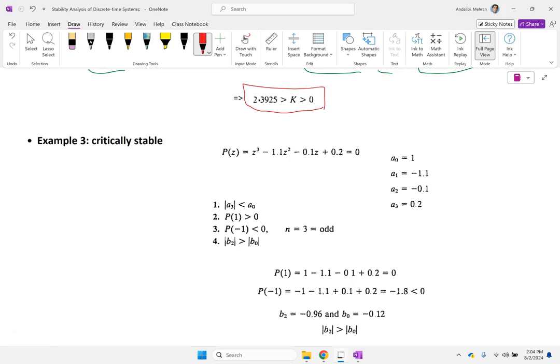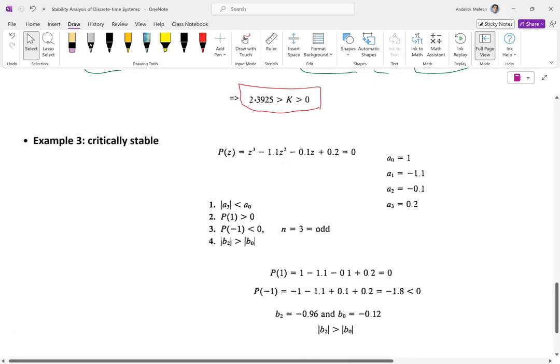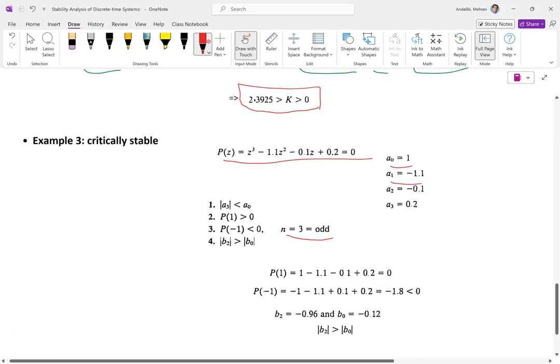How do we know that? So here we have a system of order 3. So n is 3 here, which is odd. And a0 is again 1, positive, a1 is negative 1.1, a2 is negative 0.1, and a3 is 0.2. The first thing is a3 in magnitude should be less than a0, and it is. 0.2 is less than 1, so the first condition is satisfied.